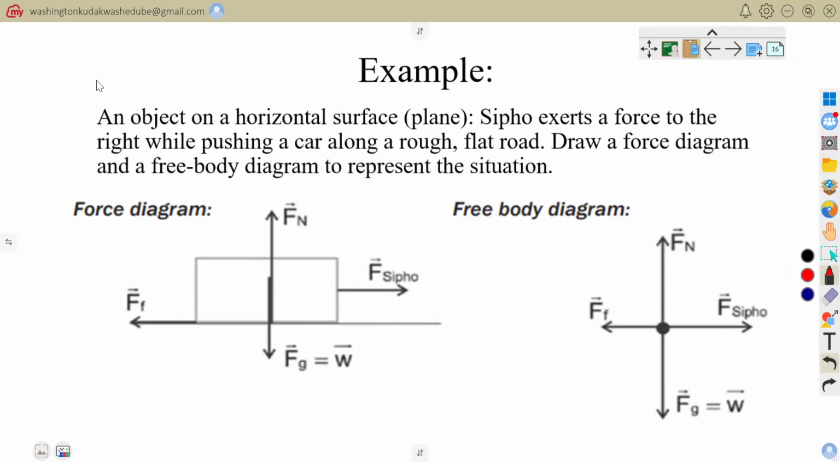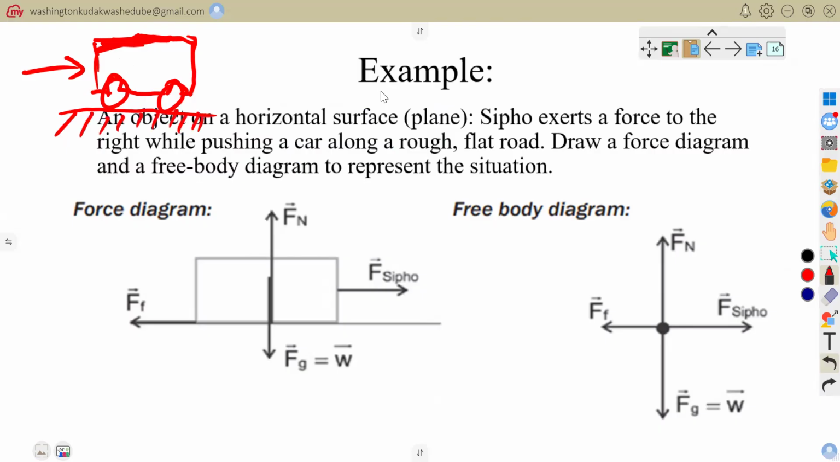So let's say that we have got a car. I'm sure here on this example they wanted to say we have got a car. I'm just using my drawing to draw a car. Pardon my drawing there. It is just a representation, a car or a cart. So Sipho is pushing this cart or the car along a rough horizontal flat road. Now they are saying draw a force diagram to represent that.